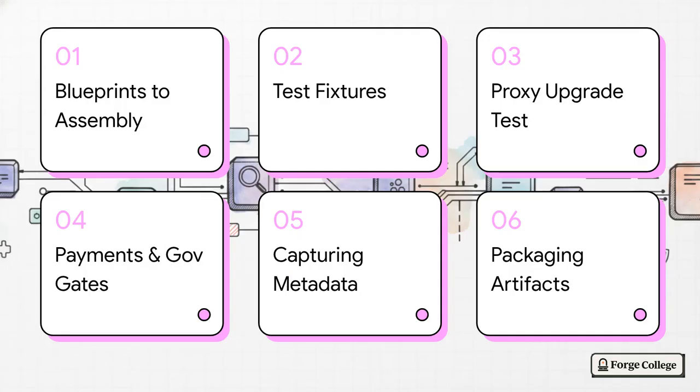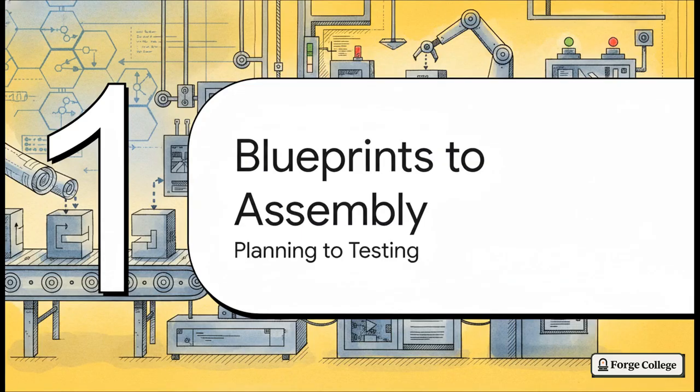So, here's our technical blueprint for today. We'll be moving from blueprints to the assembly line, setting up test fixtures, running the proxy upgrade test, checking our payments and governance gates, capturing test metadata, and finally, packaging that final artifact. Let's jump right into Section 1, from blueprints to assembly line.